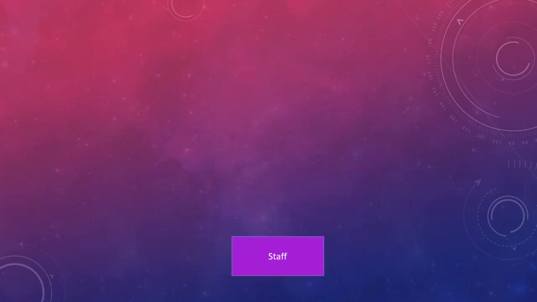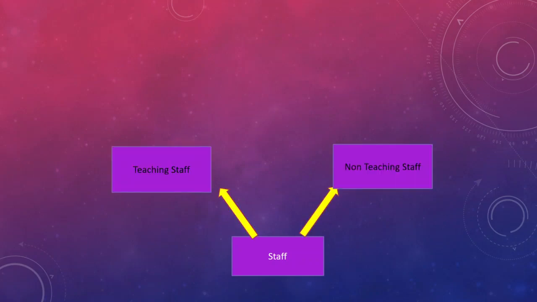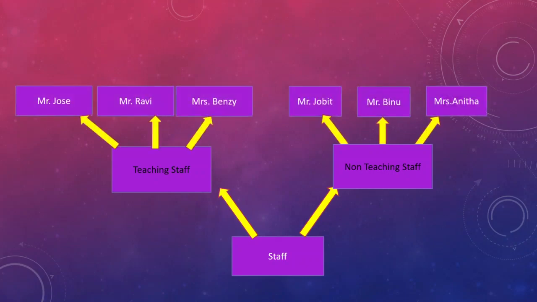So here we have a small diagram which will help you understand more about the different types of entity. Staff is a strong entity. How can we identify a strong entity? It will have only a single rectangle. So here we have two weak entities. A weak entity is represented by a double rectangle. So what are the instances of these weak entities?